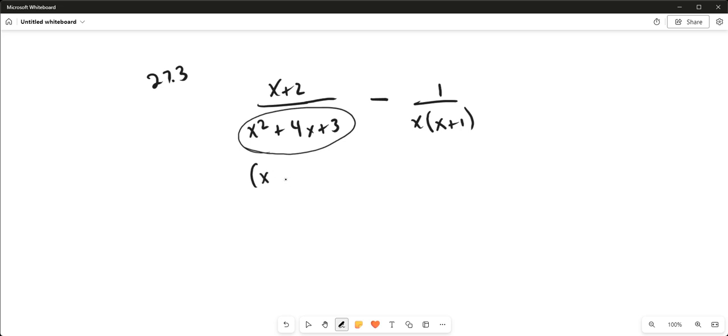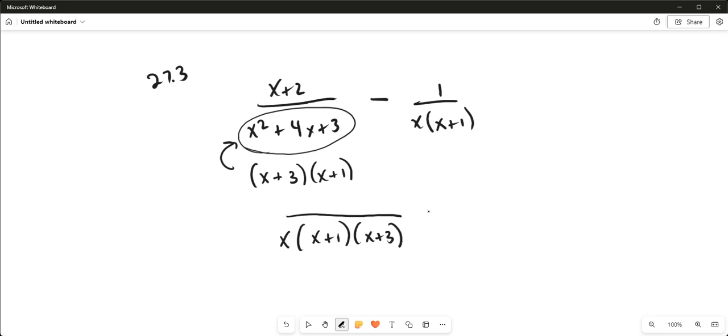So this will factor into, let's see here, multiplies to 3, adds to 4, x plus 3, x plus 1. So if those are our two factors in this, then we can see that the thing that we're missing over here is that x and the x plus 3. So we're going to rewrite the common denominator as x times x plus 1 times x plus 3 for both of these terms.